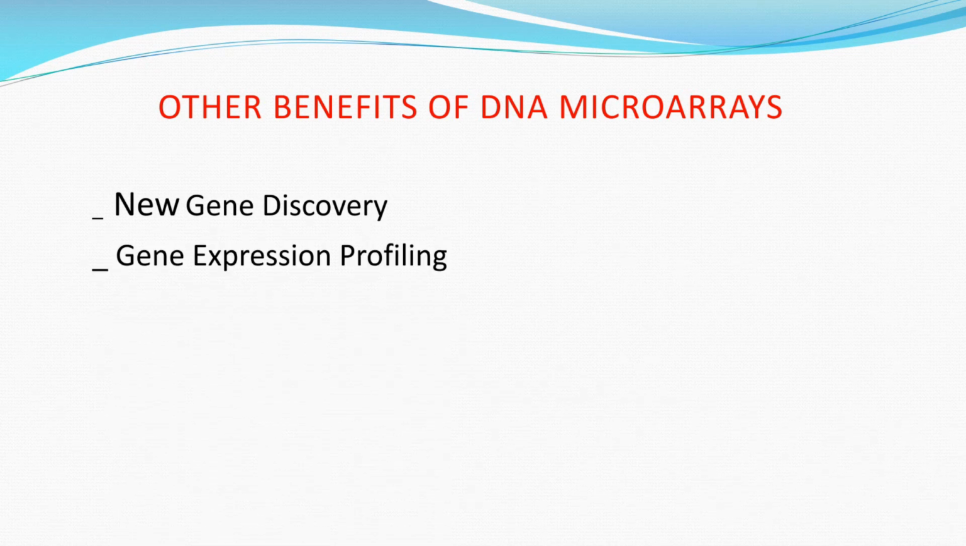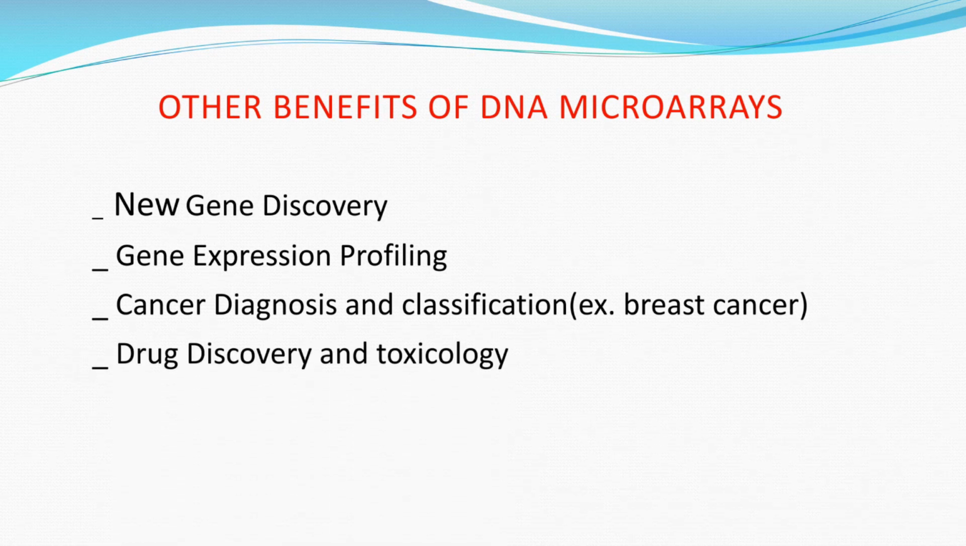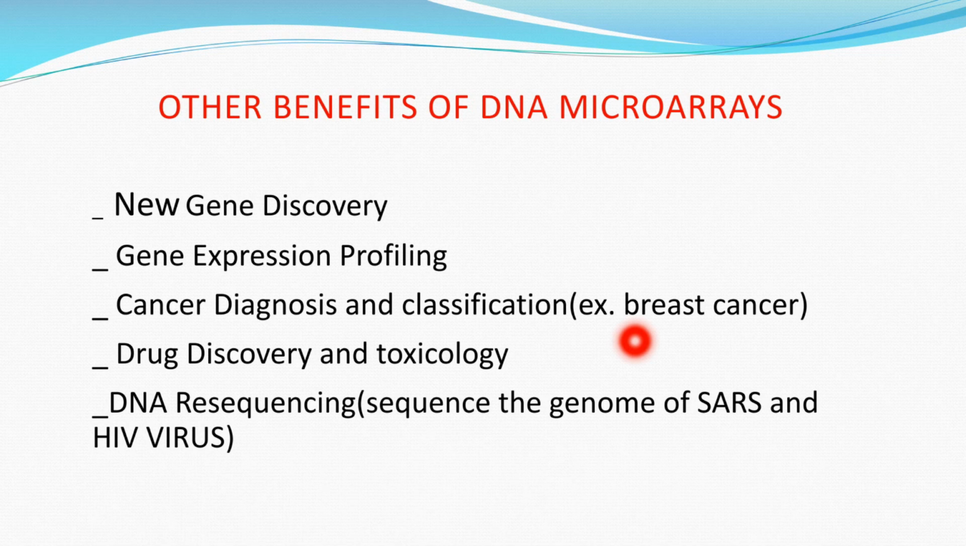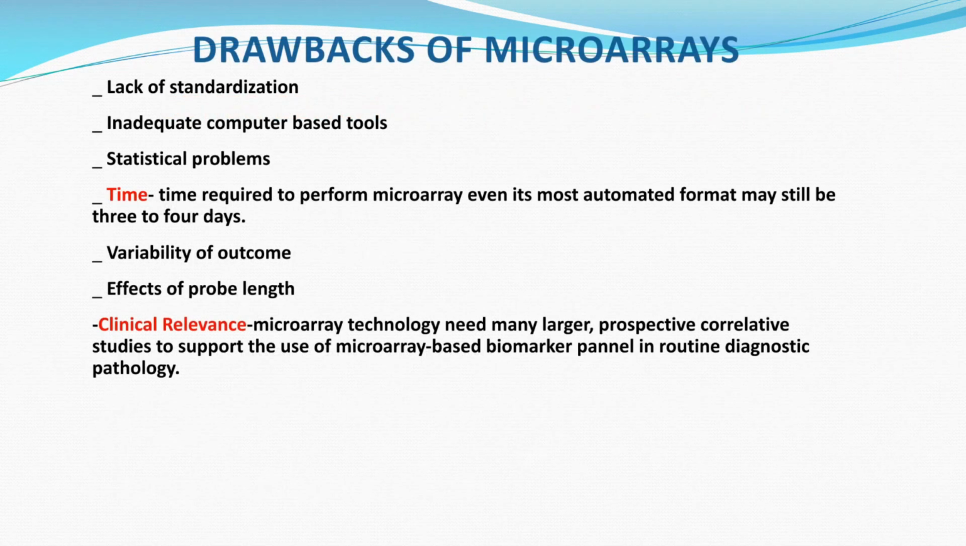Second is the gene expression profile, as I told in detail. Third, cancer diagnosis and classification, for example classifying breast cancer into molecular types. Then drug discovery and toxicology, and DNA resequencing, such as sequencing the genomes of SARS and HIV viruses. And finally, agriculture and forensic science.